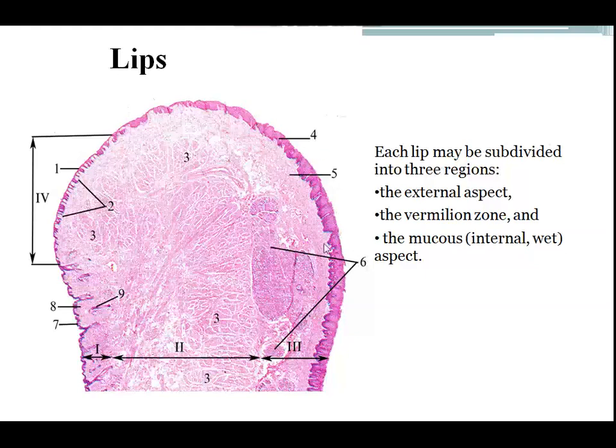Then we are coming to the mucous aspect. The mucous aspect faces the oral cavity, and it is covered by stratified squamous non-keratinized epithelium. The subepithelial connective tissue is the lamina propria of the mucosa. It's composed of dense irregular connective tissue that contains glands. These are the minor salivary glands that produce saliva into the oral cavity.